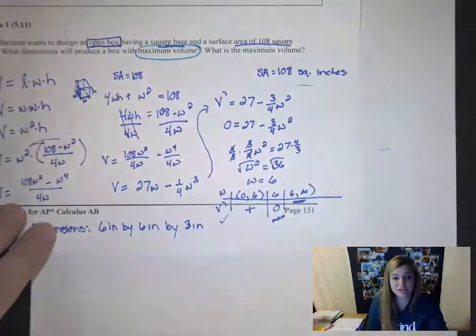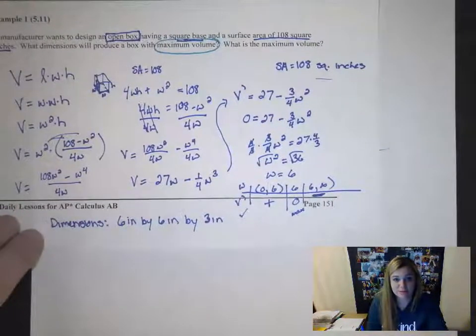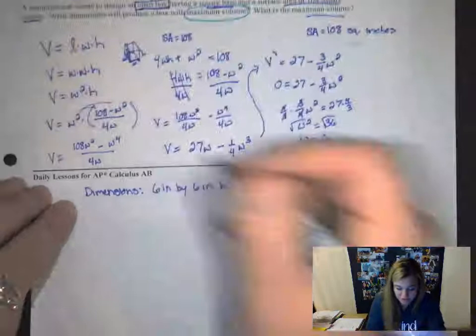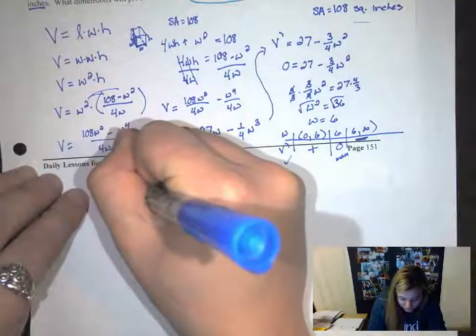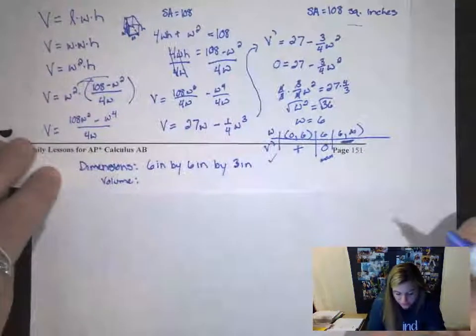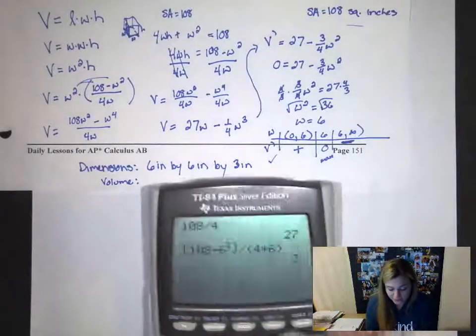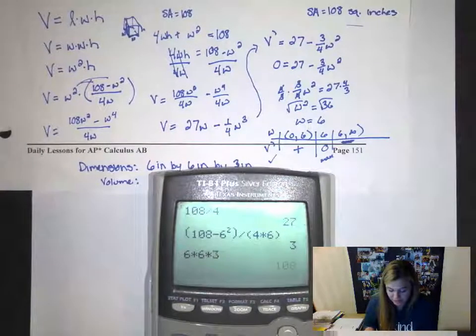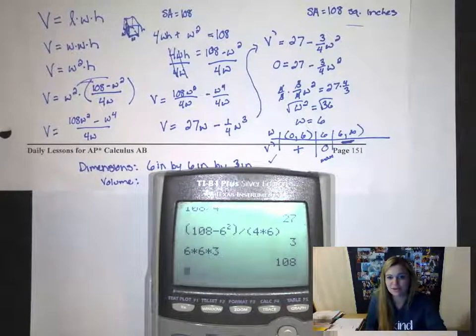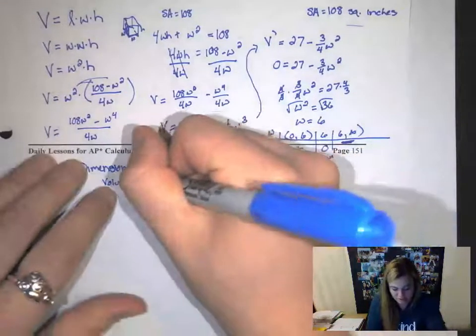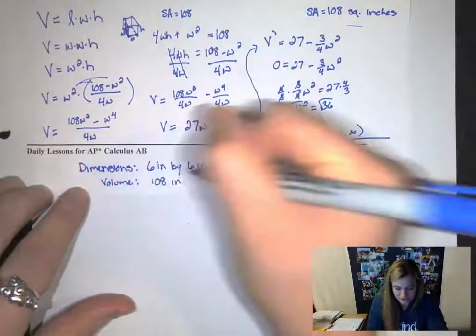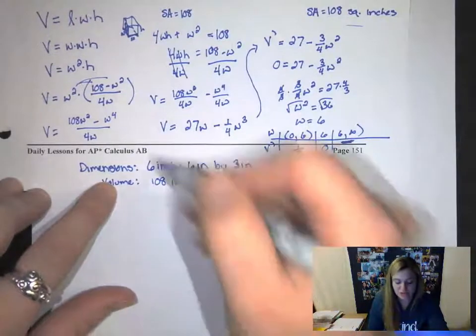This is the dimensions. And then it says, what's the maximum volume? Let's do that next. The volume would be 6 times 6 times 3. 6 times 6 times 3. And it just happened to work out that this is 108. It's not always. Inches. And then if I think about inches times inches times inches, cute.